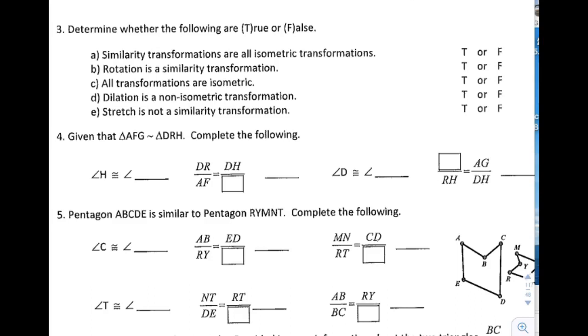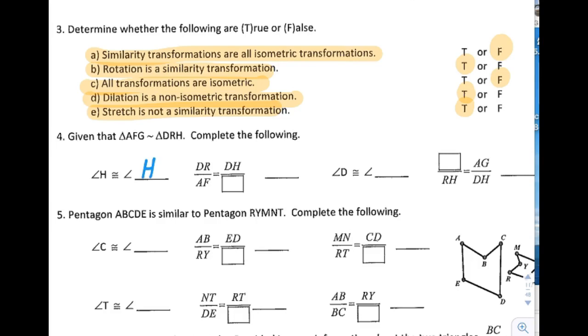All right, some true-false questions. The first one, similarity transformations are all rigid motions. No, because a dilation is a similarity transformation, and that is not a rigid motion. Rotation is a similarity transformation. Yes, because all rigid motions are also similarity. C, all transformations are rigid. No, because dilation is a type of transformation, and that is not rigid. D, dilation is a non-rigid motion transformation. True. Stretch is not a similarity transformation. True. Because it has to be proportional, and stretches are not proportional.